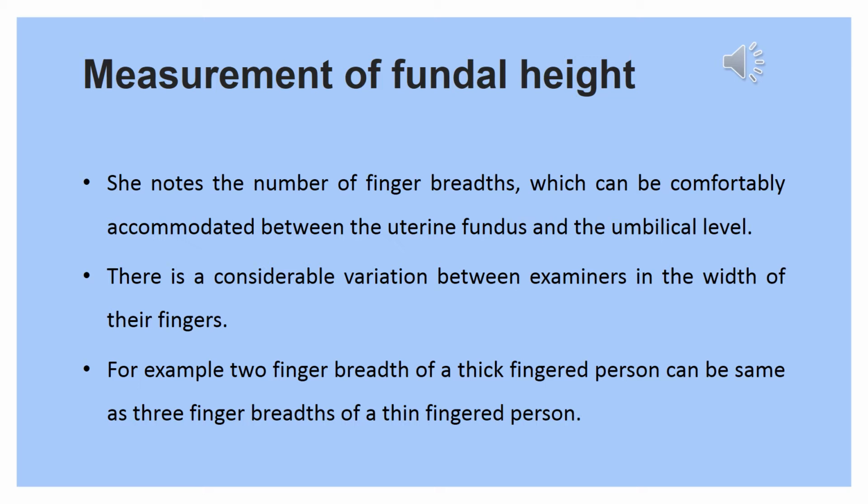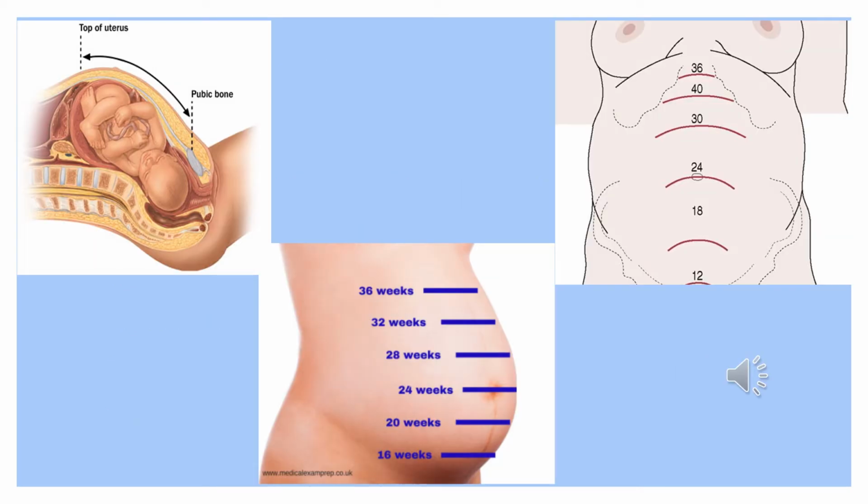So this is the calculation, and there is a considerable variation between examiners in the width of their fingers. For example, 2 finger breadths of a thick fingered person can be the same as 3 finger breadths of a thin fingered person. This picture shows the size of the uterus according to the weeks of gestation. Here you can see at 24 weeks of gestation, the uterine fundus will be reaching near the umbilicus.